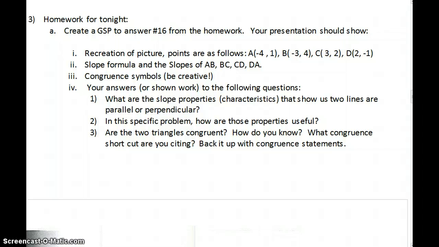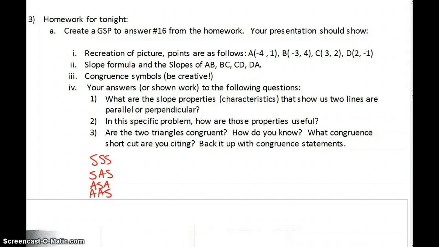Your answers or the work that you are showing should answer the following questions. What are the slope properties, characteristics that show us two lines are parallel or perpendicular? In the problem, how are those properties useful? And are the two triangles congruent? How do you know? What congruence shortcut are you citing? Now, when I say shortcut, I mean SSS, SAS, ASA, or AAS.